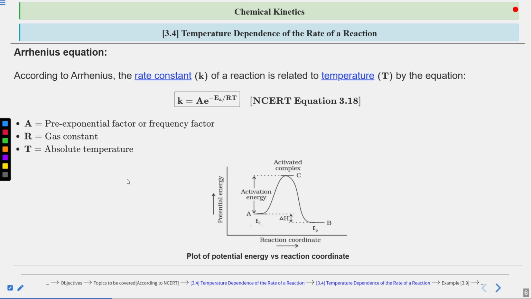So according to Arrhenius, the equation which describes the relationship between the rate constant K and the temperature of a given reaction is K equals A times e to the power minus Ea by RT. From this we got the plot of potential energy versus the reaction coordinate, where we also define the term activation energy: the energy difference between the activated complex energy and the energy of the reactant. This whole quantity is determined as the activation energy.